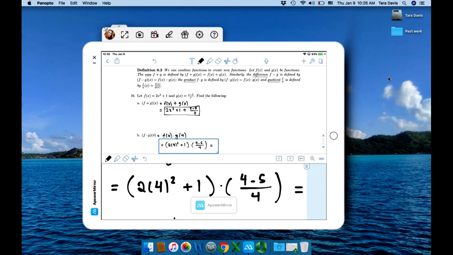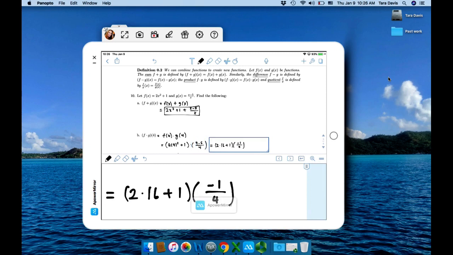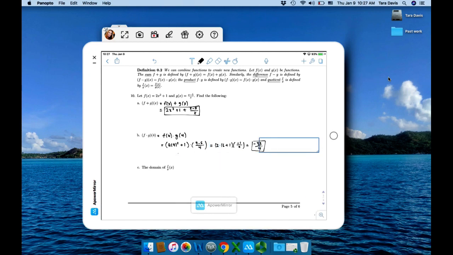So 4 squared is 16. So I have 2 times 16 plus 1. And then 4 minus 5 is negative 1 over 4. So 2 times 16 is 32. And then plus 1 is 33. So this is negative 33 over 4. Okay, so when your input is a number, then your output is also a number.